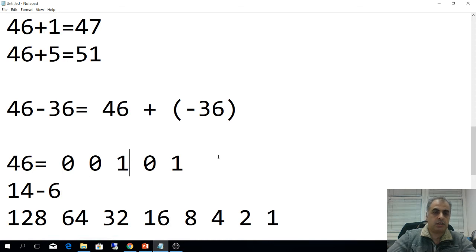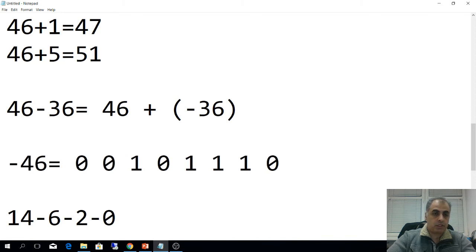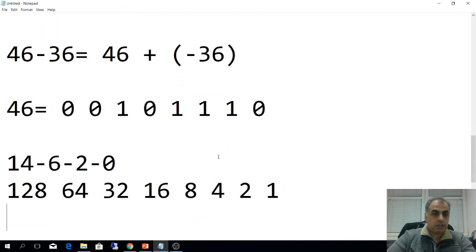We still have 6 in our hand. After 8, 4. Do we have any 4 in 6? Yes, there is 1 4. So remainder is 2. In 2, do we have any 2? Yes, there is 1 2. Remainder is 0. In 0, do we have any 1? No, it is 0. The second step, is it plus 46 or minus 46? It is plus 46, because the first digit is 0. So now this is our binary number for 46.